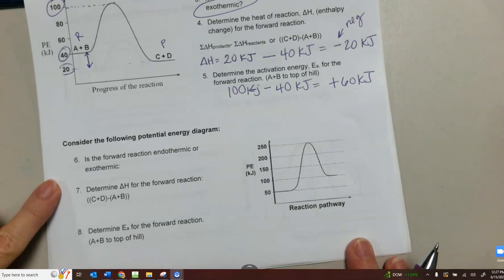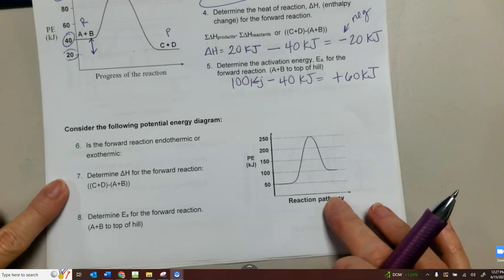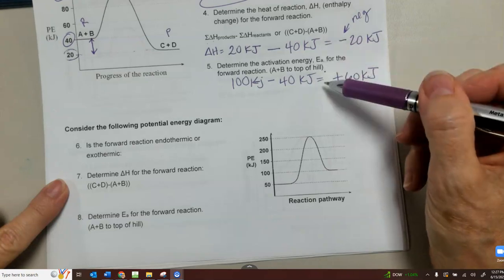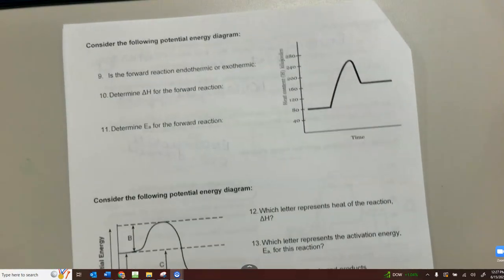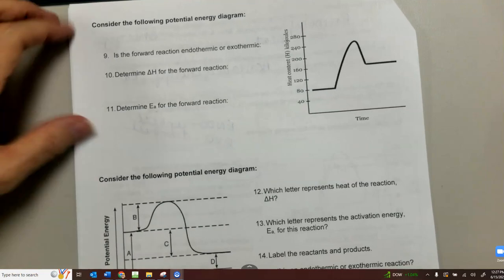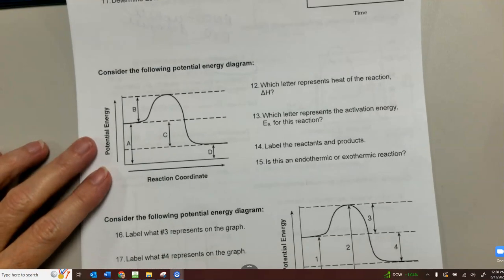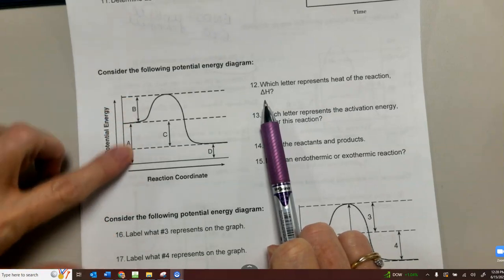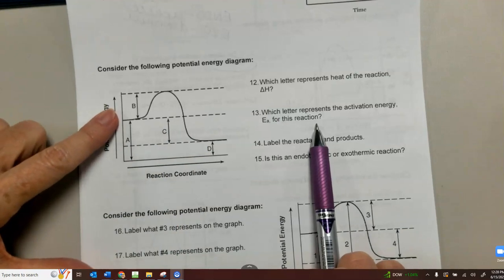So look at 6, 7, and 8. We're going to answer these same types of questions using this, okay? Just remember, we're going to subtract on both of these. Just figure out where your reactants and your products are, and then calculate. Then on the back page, we're doing the same thing for 9, 10, and 11. When you get to number 12 through 15, though, we're going to figure out which one of these letters represents the delta H. So is it A? Is it B, C, or D? Which letter represents the activation energy?